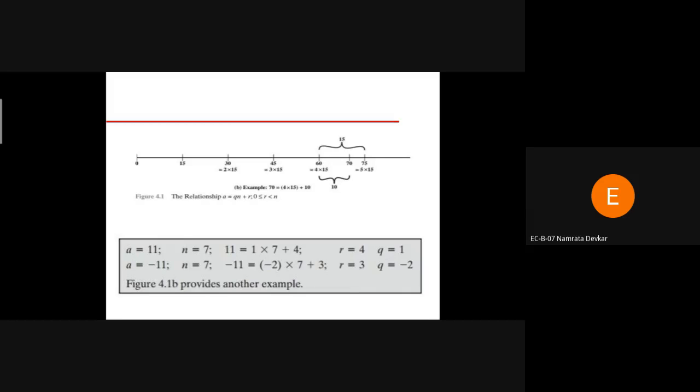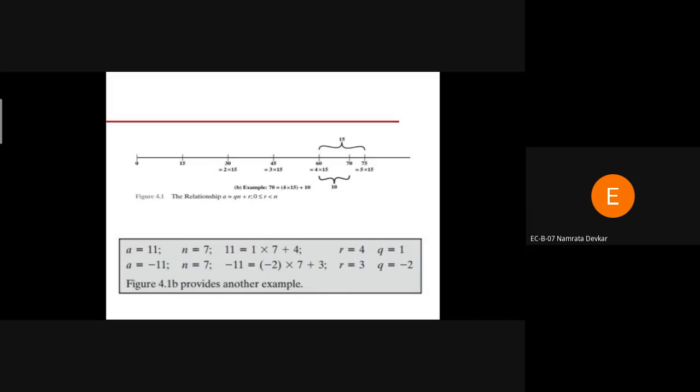Next is 2n, that is 30. After that 3n, that is 45. 4n, that is 60. 5n, that is 75. Now our value is 70, so 70 is in between 60 and 75. If we take the difference, the difference between 70 and 60 is 10, and the difference between 75 and 70 is 5.